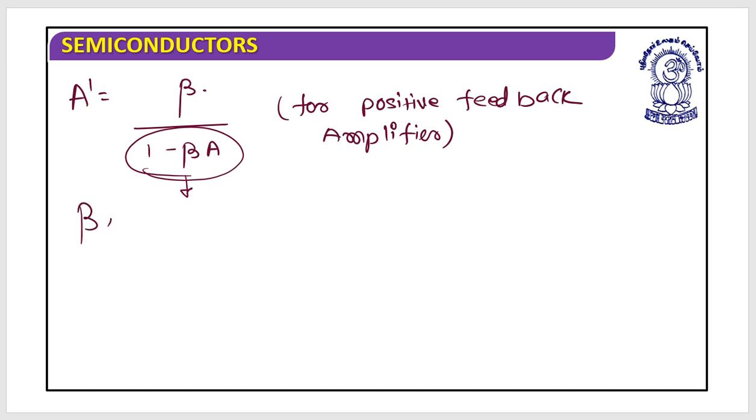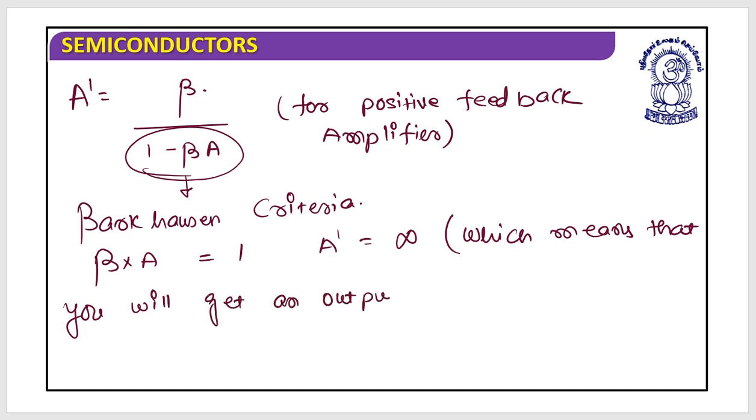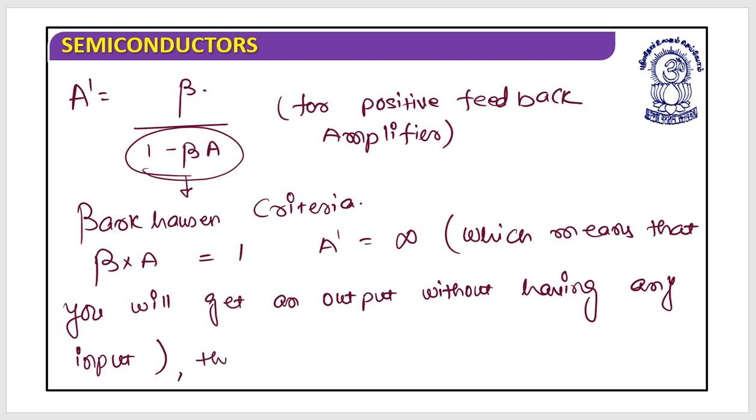And this is what we call the Barkhausen criteria. It says that if beta into A is equal to 1, then this A dash is infinite, which means that you will get an output without having any input. I hope this is clear. And this is how it works as an oscillator. I hope this is clear.